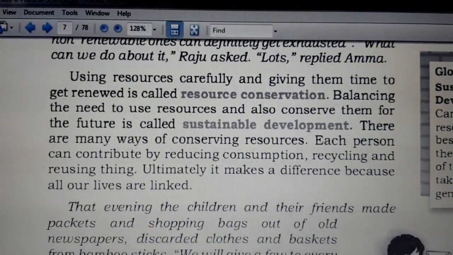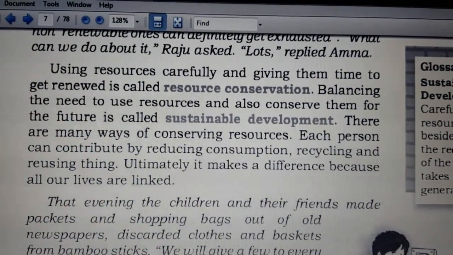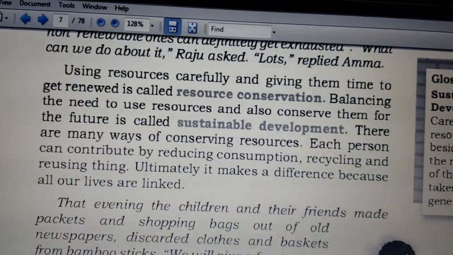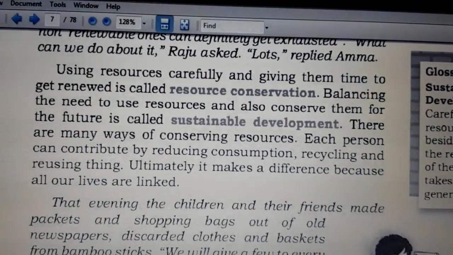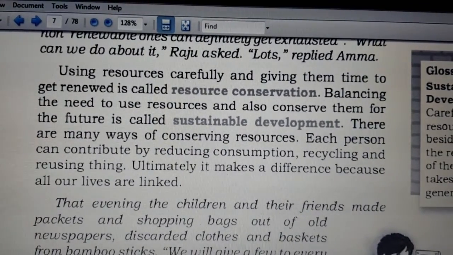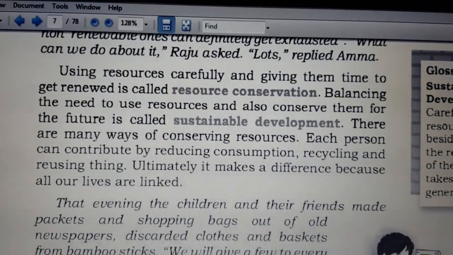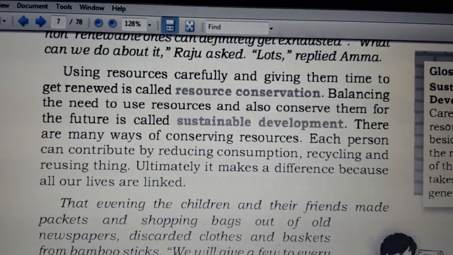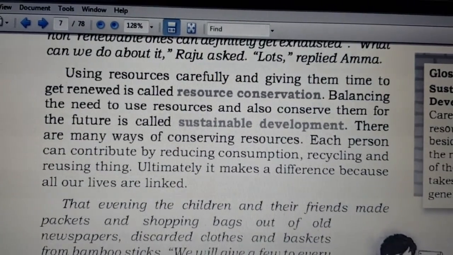There are many ways of conserving resources. Each person can contribute by reducing consumption, recycling and reusing things. What is the meaning of recycling? To put used materials through a process and use them again. So if we reduce consumption, recycle the resource and reuse things, it may conserve the resources. Ultimately, it makes a difference because all our lives are linked. And if we do small things, then together it may create a huge difference.